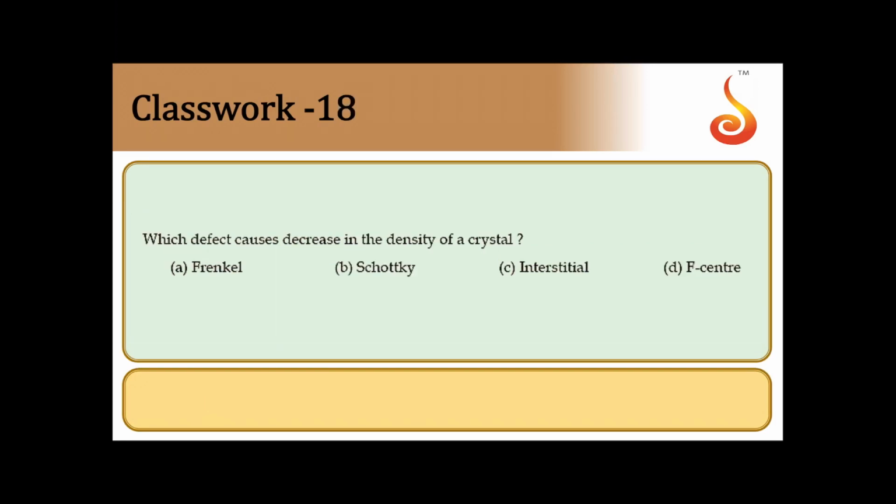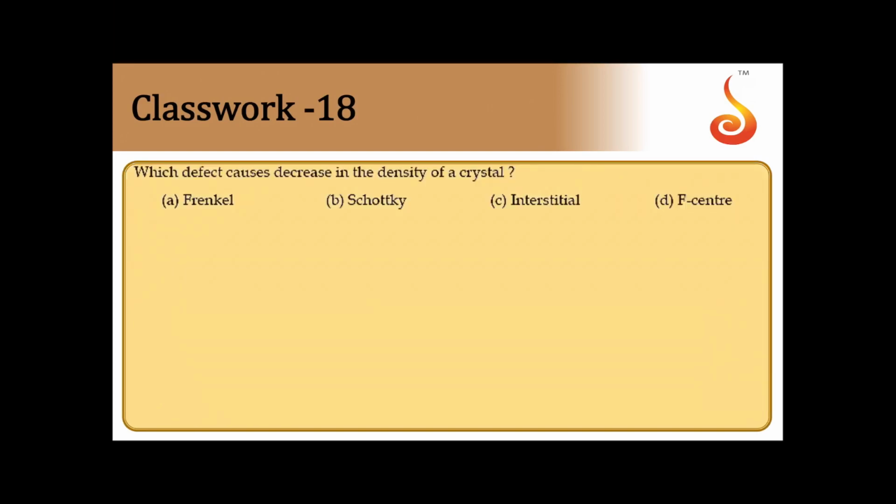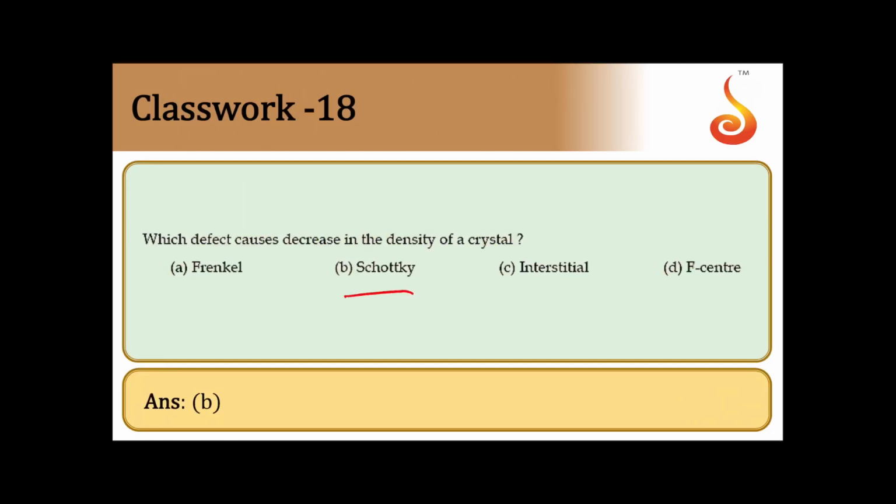And 18th one. Which defect causes a decrease in the density of a crystal? Schottky defect, because a pair of cation and anion will be missing. When a pair is missing, mass is lost but volume remains the same, and thereby density decreases. Answer is option B.